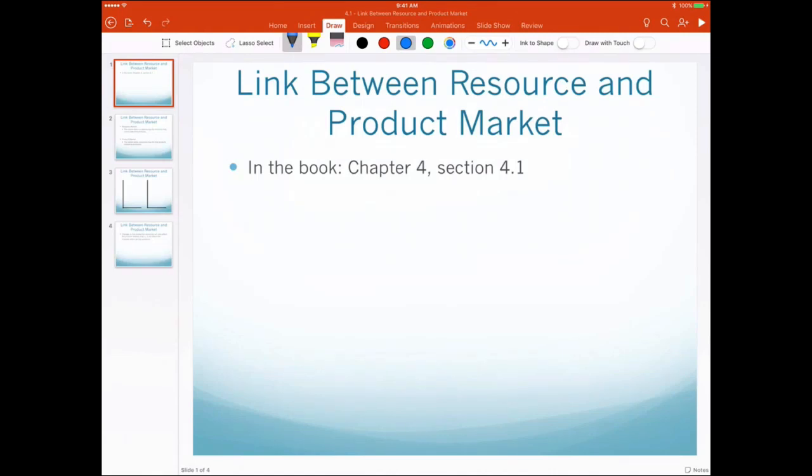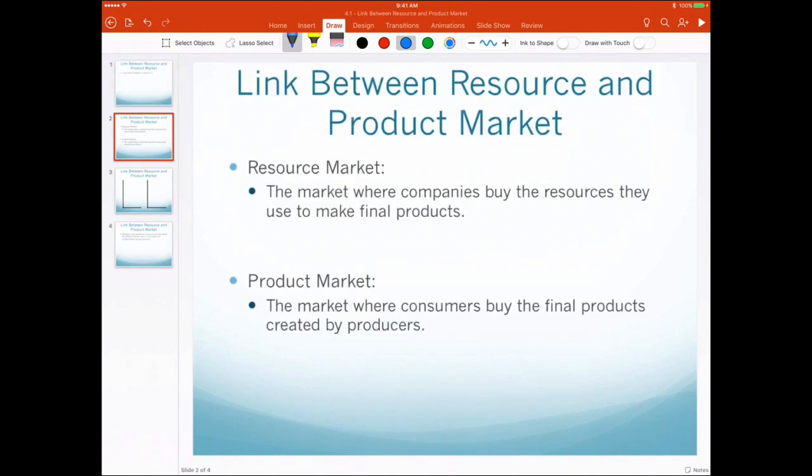In this video, we're going to talk about the link between the resource market and the product market. So this is kind of the beginning part of Chapter 4 in Section 4.1. Put simply, a resource market is the market where companies go and buy the raw materials and resources that they use to make the final products, the products that we buy.